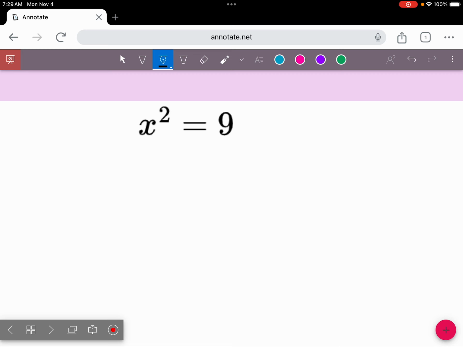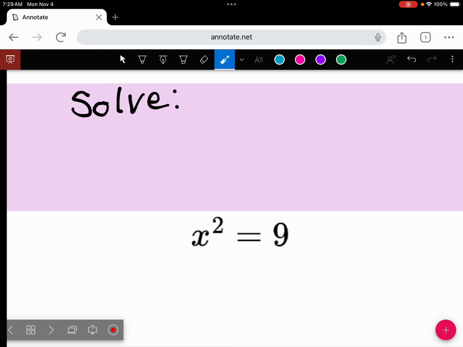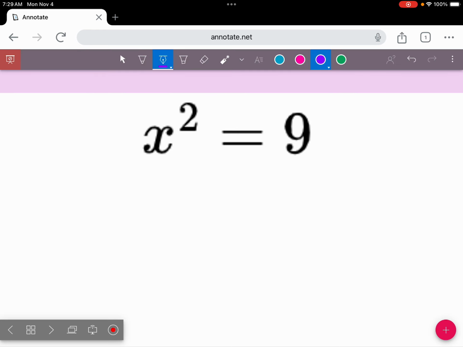All right. So our first one we're going to do is over here. We've got x squared equals 9, and I want you to solve it. So what can I do to try and solve this and get to my x equals? Because that's our goal when we solve, is I want x equals something. What do I need to do here? Put a square root.